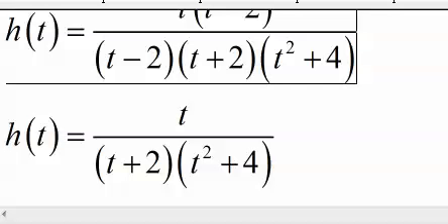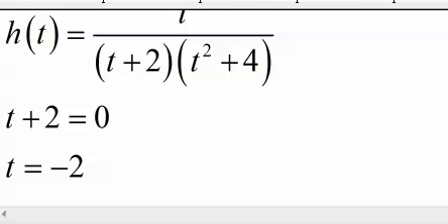Technically we should set each one equal to 0 and solve, but for the t squared plus 4, if you think about it, you bring the 4 over, get a negative, and if I take the square root of a negative, I get imaginary. So t squared plus 4 is not going to give me anything as far as vertical asymptotes go, but t plus 2 will. If I set that equal to 0 and solve, I get that there is a vertical asymptote at negative 2.